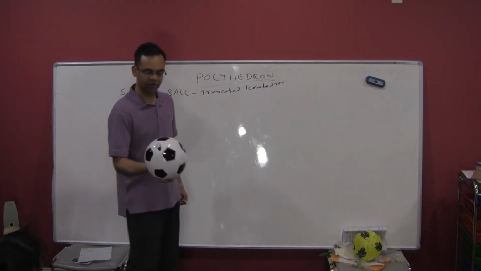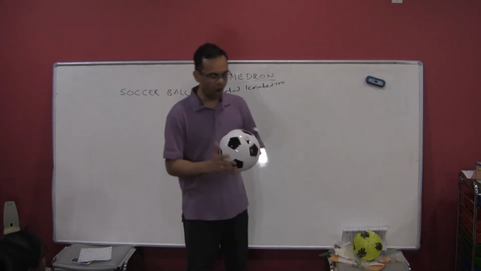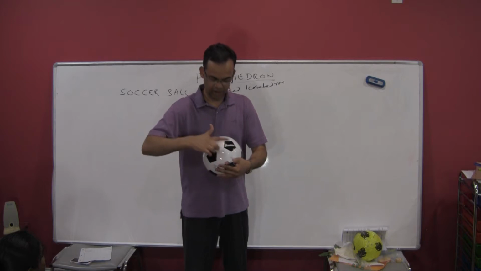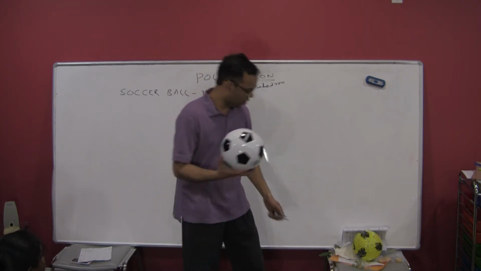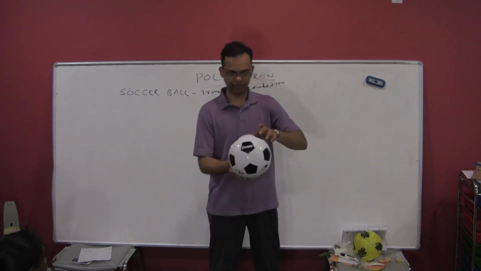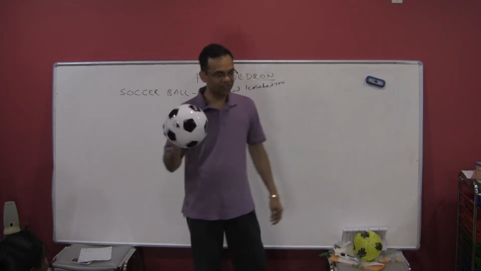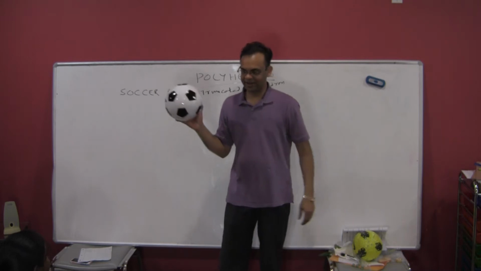Now let's try to have some fun with this. How many faces do you think it has? Each pentagon and hexagon is a face. How many faces do you think it has? 32. Because I already told you, right? Of that, can you tell me how many are pentagons and how many are hexagons?